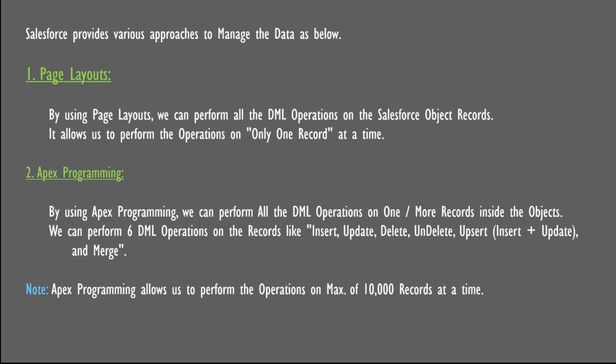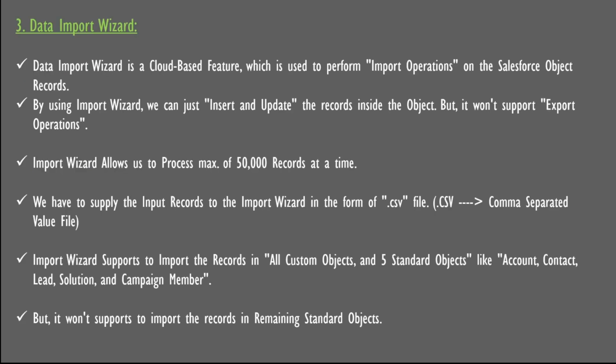Data import wizard. Data import wizard is a cloud-based feature, which is used to perform import operations on the Salesforce object records. By using the import wizard, we can just insert and update the records inside the object, but it won't support export operations. The import wizard allows us to process a max of 50,000 records at a time. We have to supply the input records to the import wizard in the form of a .csv file.